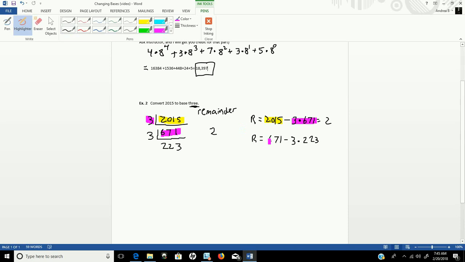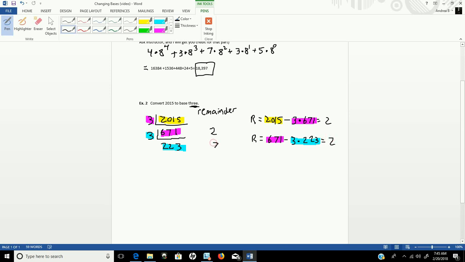So this time we're using this 671 again, but then I'm going to switch colors here to the light blue. This time we're doing minus the 3 times 223. I'm not going to highlight all of them, but just the first couple to help you see where those numbers are coming from. So here, once again, if you calculate that, you should get 2 there again.